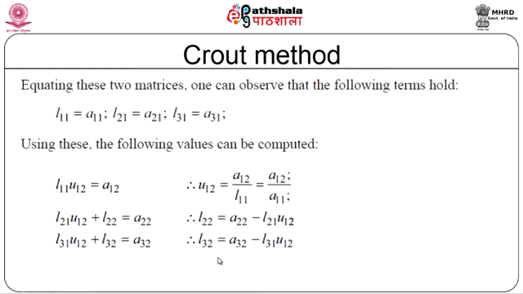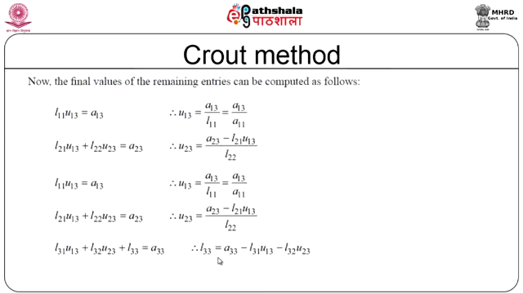So, once we have all these values, we can substitute that back into the original equation that gives you the lower and upper matrices. So, this is the continuation of that. So, these are the various formulas using which the rest of the elements are computed.